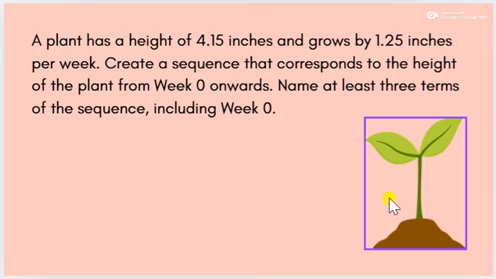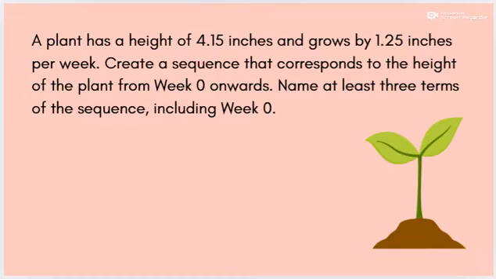All right, we have a picture, so this means that this problem is all yours to solve. A plant has a height of 4.15 inches and grows by 1.25 inches per week. Create a sequence that corresponds to the height of the plant from week 0 onwards. Name at least 3 terms of the sequence, including week 0. So you need to give me 3 terms in the sequence starting at week 0. Pause the video, do that, come back.